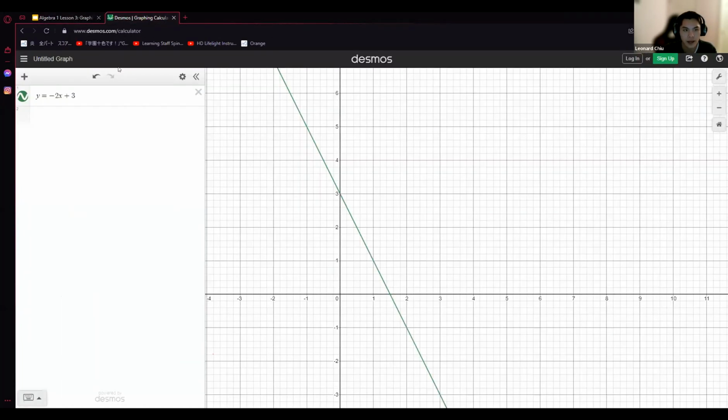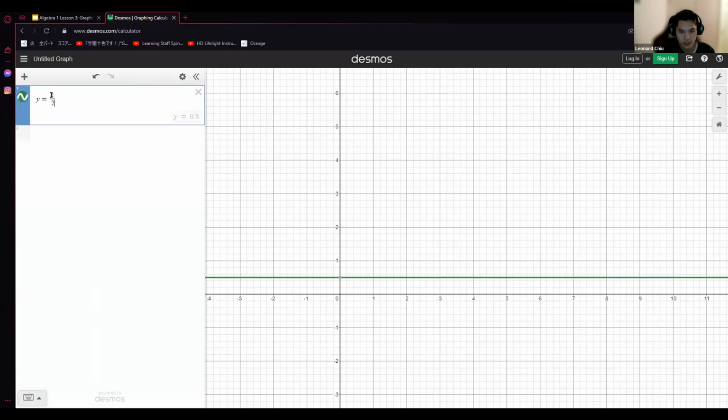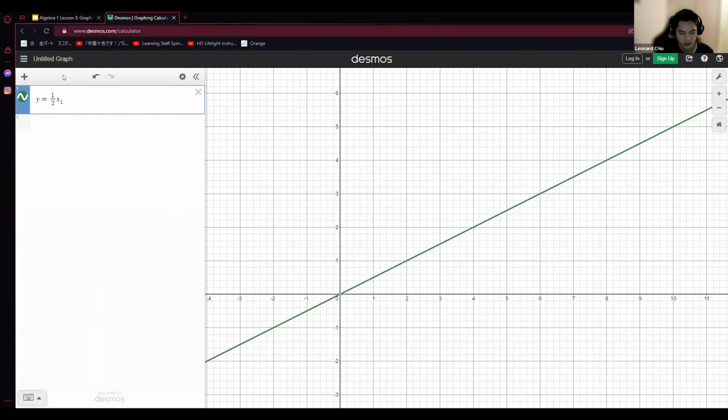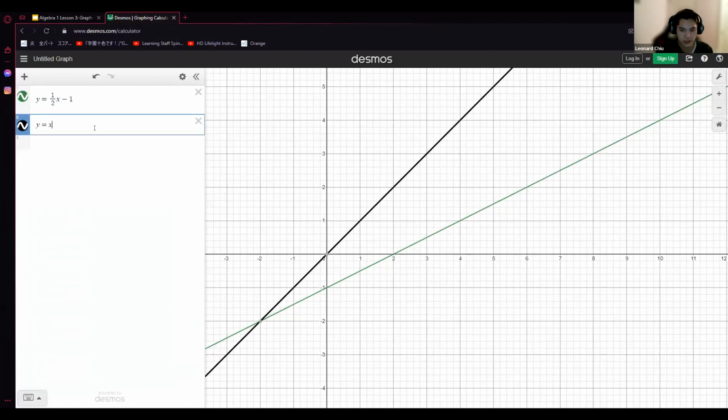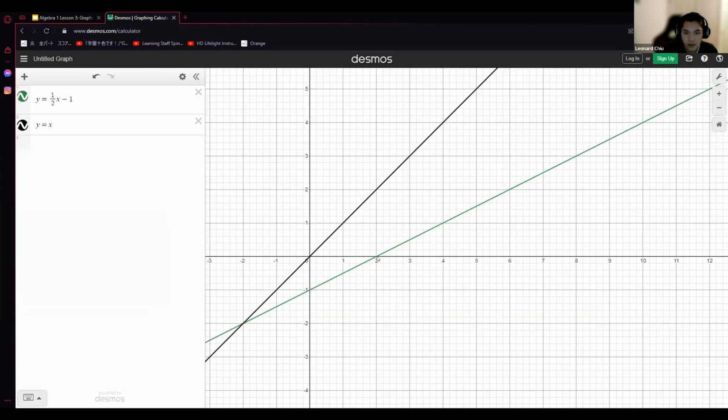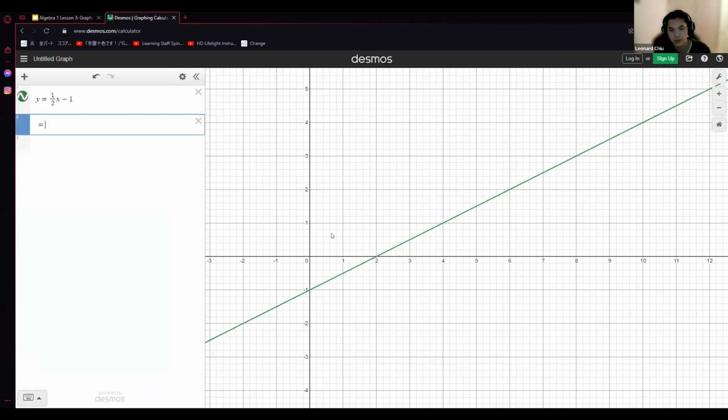All right, next one, half x minus 1. So right now we have a fraction as a slope. It's for algebra 2. Half x minus 1. When we compare this to y equals x, we see that y equals x is actually more steep than y equals half x minus 1. That's because the slope of y equals half x compared to y equals x is smaller, and if it's smaller, the graph will not be as steep. So your graph should look something like this.